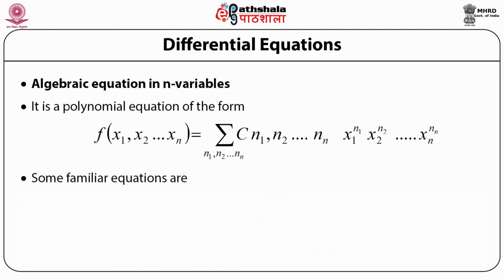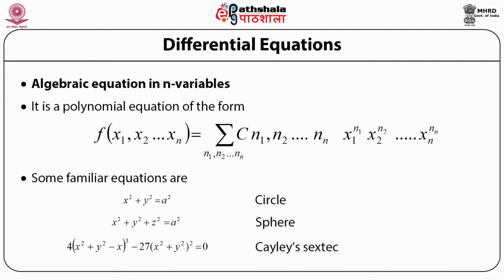Some familiar equations involve more than one variable. For example, an algebraic equation involving two variables x and y, the most familiar one, is the equation of a circle, namely x square plus y square is equal to a square. An equation involving three variables is the well-known equation of a sphere, which is x square plus y square plus z square is equal to a square.